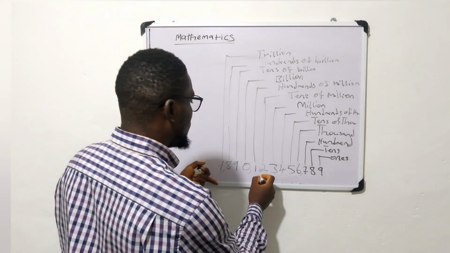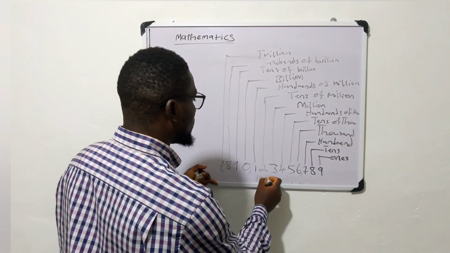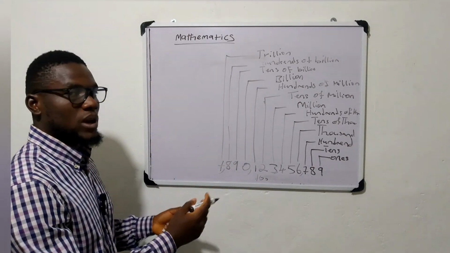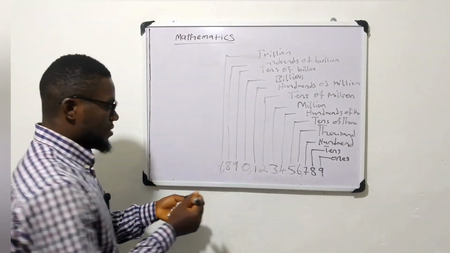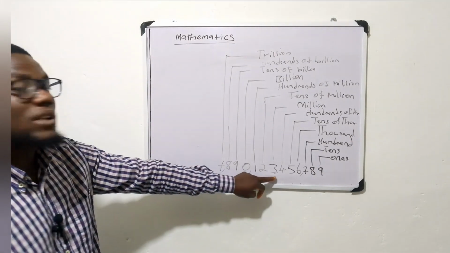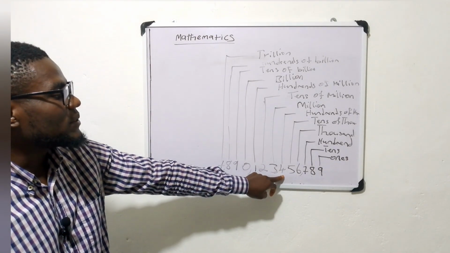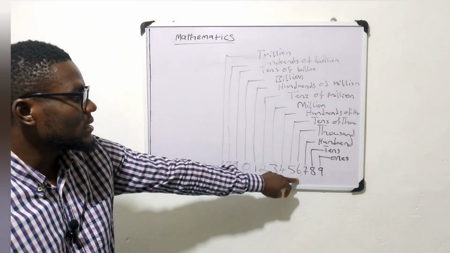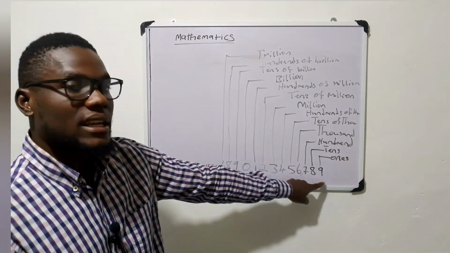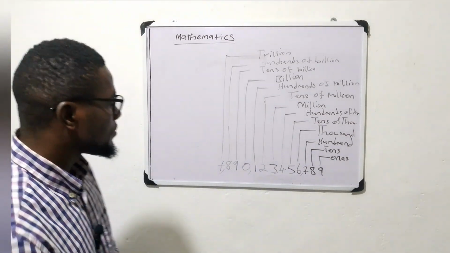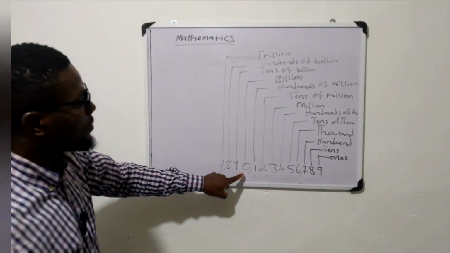You can say 100. When you multiply it by 1, you say about 100. You can say 123 million, 456,789. Now we have 0.